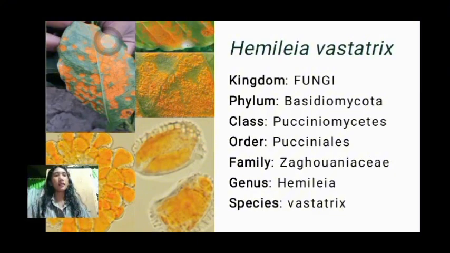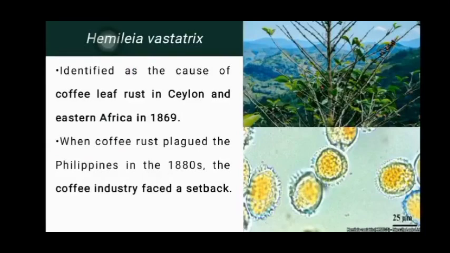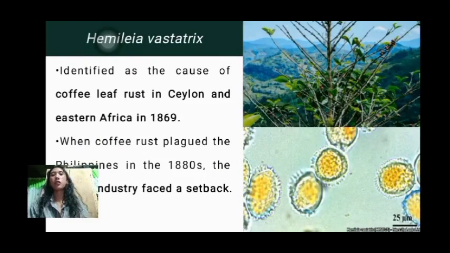Hemileia vastatrix is the causal organism of coffee leaf rust. It comes from the kingdom Fungi, phylum Basidiomycota, class Pucciniomycetes, order Pucciniales, family Zaghouaniaceae, genus Hemileia, and species vastatrix. It was identified as the cause of coffee leaf rust in Ceylon and Eastern Africa in 1869. When it reached the Philippines in the 1880s, there was a great coffee industry setback because of a decrease in coffee yield production during that time, in the late 1891.